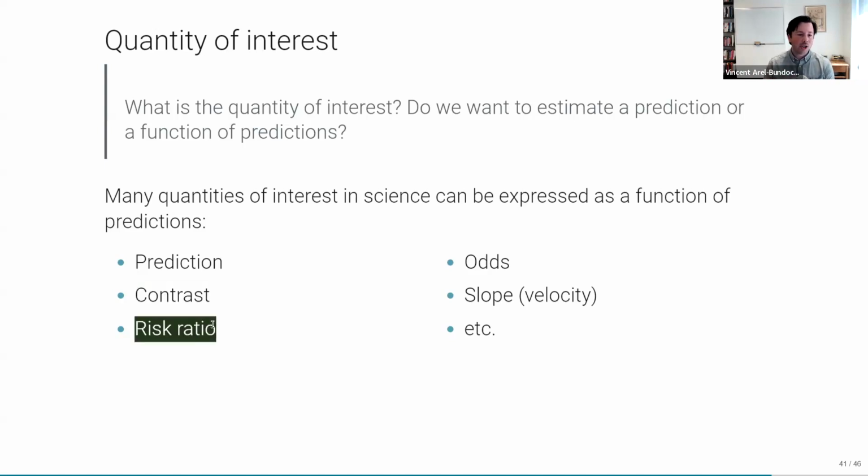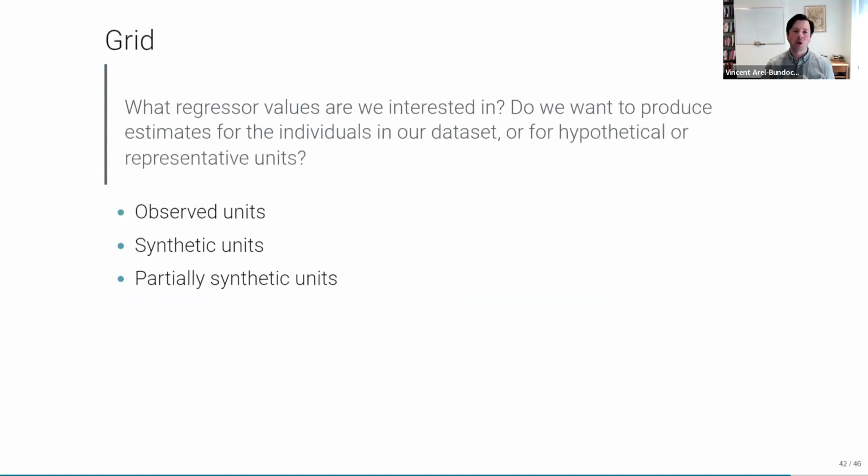And it can be a risk ratio. So what is the risk of death in the treatment group, and what is the risk of death in the control group, and what's the ratio between those two risks? That's a quantity that's often computed. Then odds. I've said earlier that no one understands odds. I believe that, so don't do that, but you can do it if you want. And then slopes. So all of those quantities of interest in science can be expressed as functions of predictions, and that's what we're going to do.